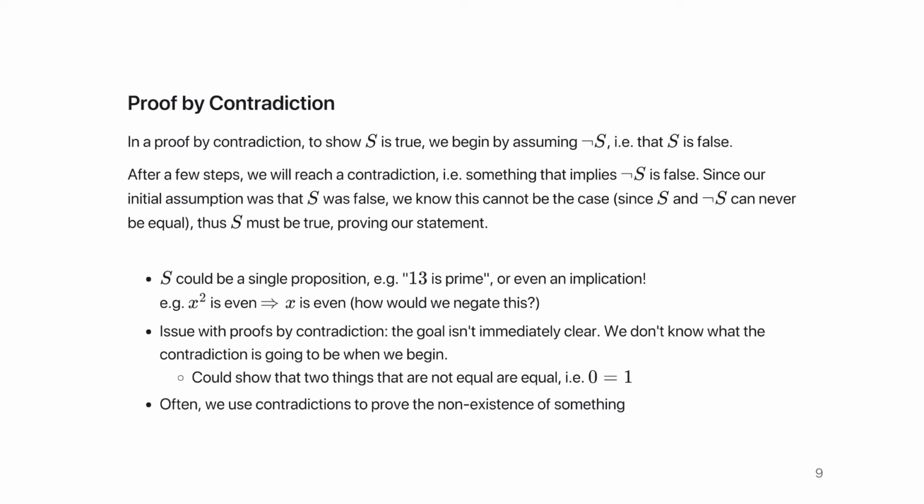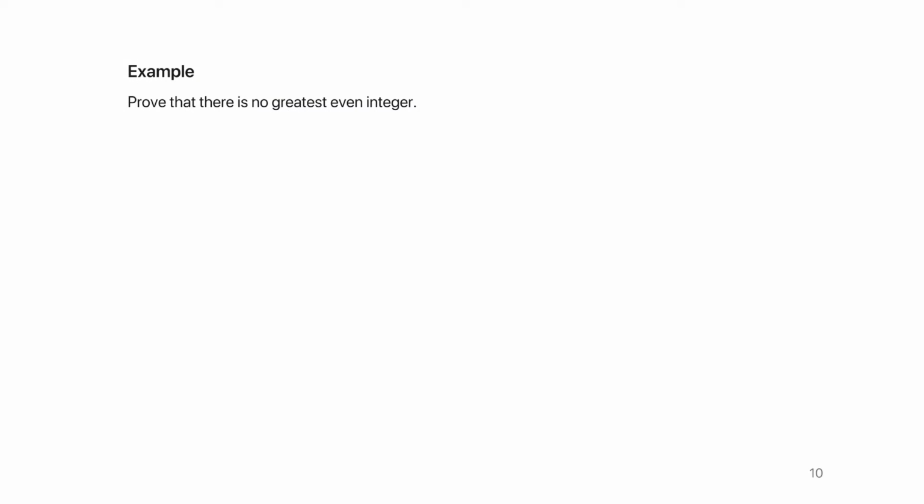Oftentimes we'll use the idea of a proof by contradiction to show the non-existence of something. Because it's very easy to take the negation of that and say that this thing exists. But it's very hard to come up with infinitely many examples to show that this does not hold. Because you can't do that, right? We need something that's rigorous, that holds for all cases. And so let's look at an example, because I think that'll make things a little more clear.